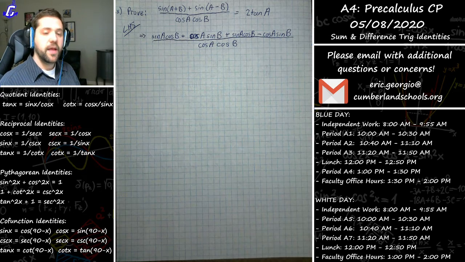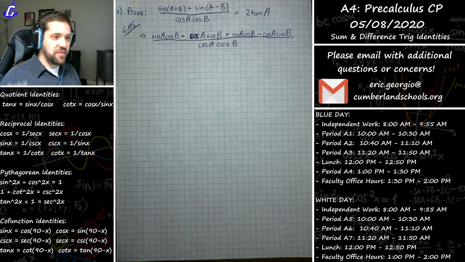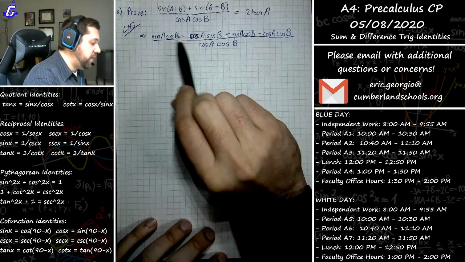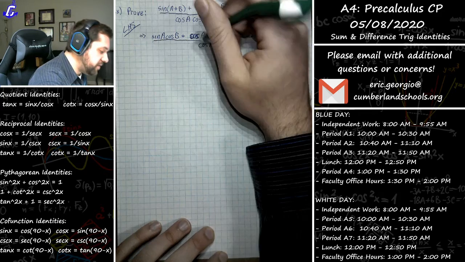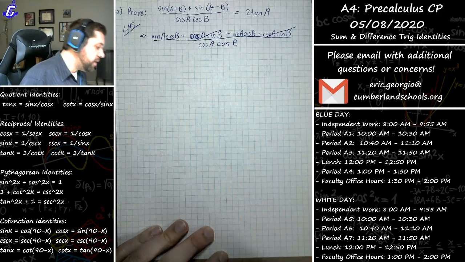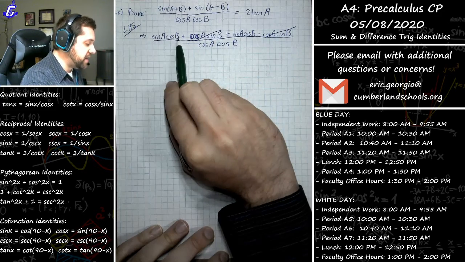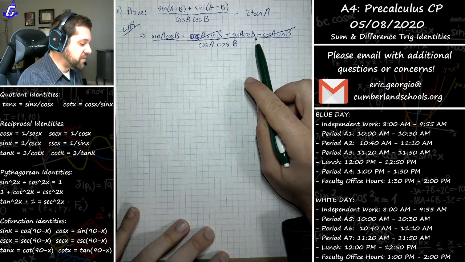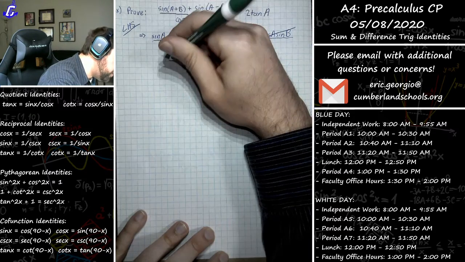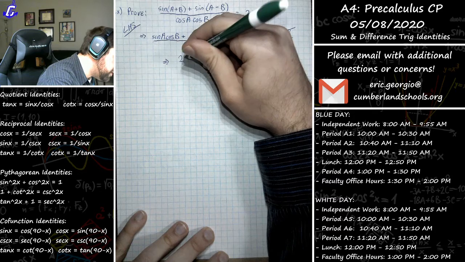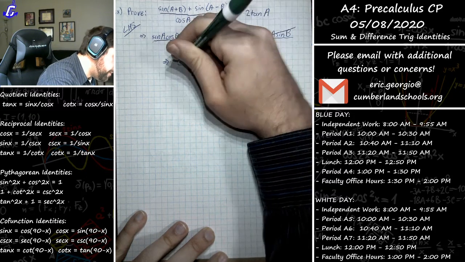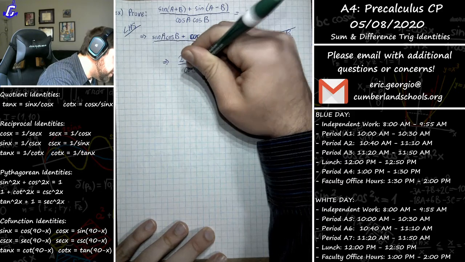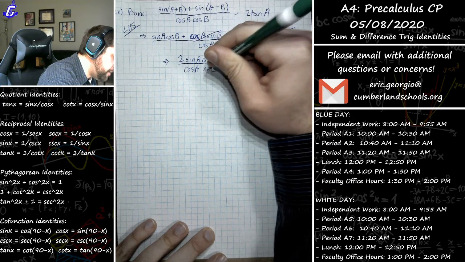All right? I know that looks like a lot and that looks intimidating, but not nearly as scary as it seems. Look, we have positive cosine of a sine of b, negative cosine of a sine of b. Those are going to go away. So now I have the sine of a and cosine of b. I have another sine of a cosine of b. So that's going to make in total 2 sine of a cosine of b all over cosine of a cosine of b.